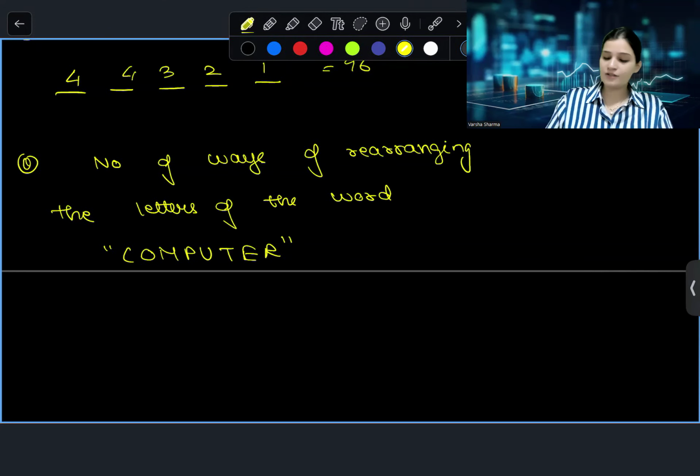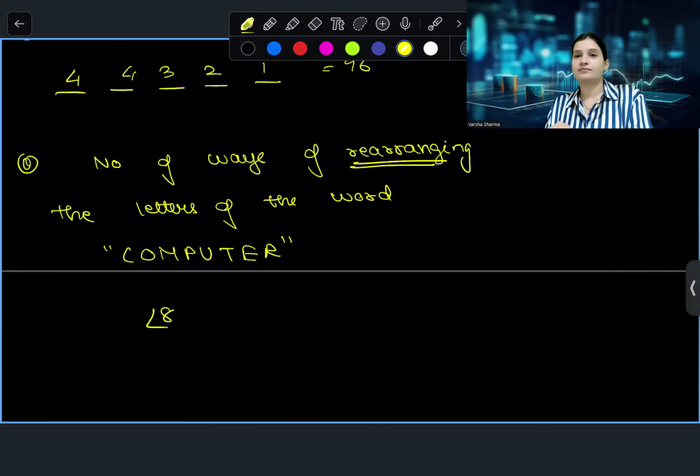See, there are 8 letters, so 8 factorial. No selection necessary. But I said rearranging. That means I don't want computer. I don't want that arrangement. So that particular arrangement I have a problem with. So subtract 1. 40319. Understood? If I would have written arrangement, then answer would have been directly 8 factorial. Clear? Yes, ma'am.